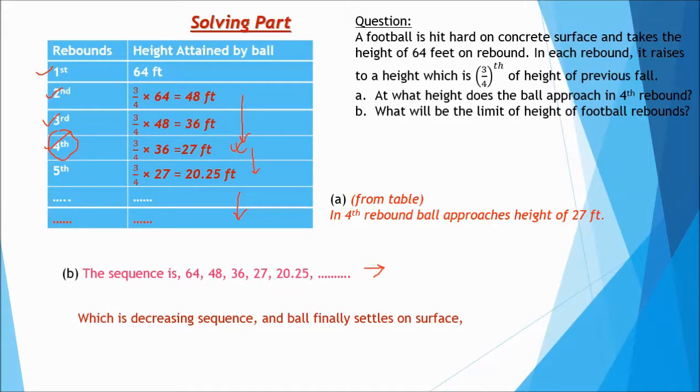That means the height attained by the ball in the rebound will be, you can easily guess the answer with these words. The ball finally settles on the surface. The limit of the height of rebound will be 0 feet, isn't it? The ball settles on the ground means it will be on the ground. There will be no height, isn't it? So the limit of the sequence, the limit of the height of the rebounds, will be 0.